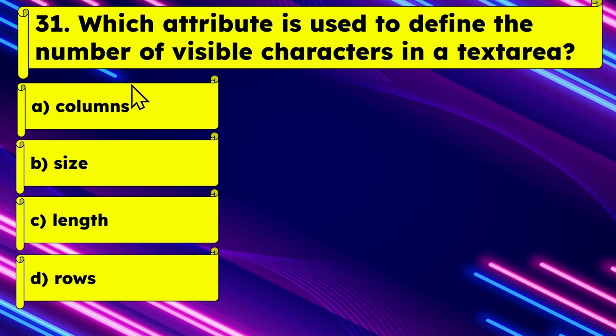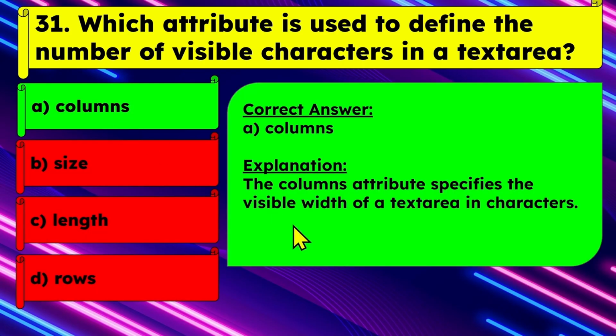Our next question is, which attribute is used to define the number of visible characters in a text area? Option A columns, option B size, option C length, or option D rows. So here the correct answer will be option A. As you can see, the columns attribute specifies the visible width of a text area in characters.